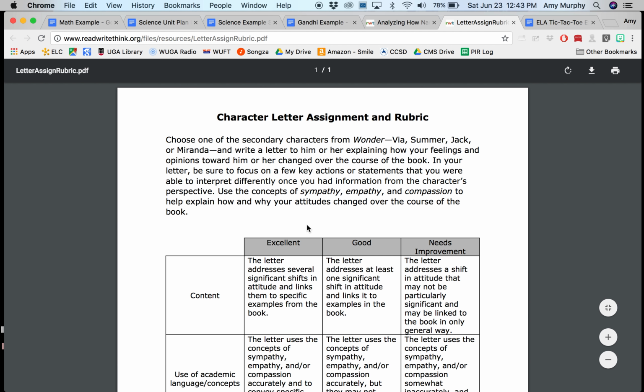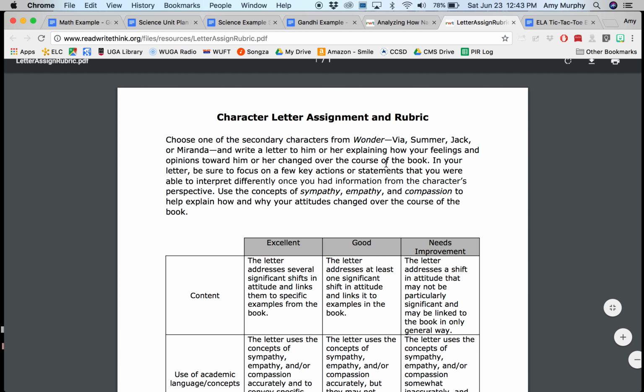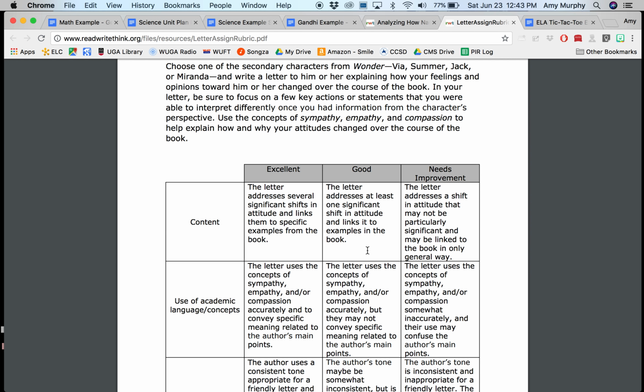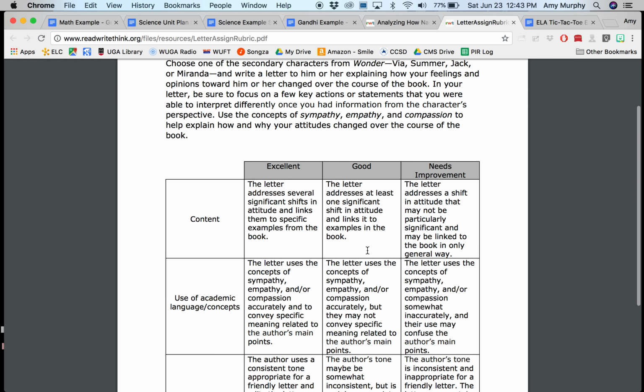Choose one of the secondary characters from the text and write a letter to him or her explaining how your feelings and opinions towards him or her changed over the course of the book. In your letter, be sure to focus on key actions and statements that you were able to interpret differently once you had information from their perspective. Make sure you use the concepts of sympathy, empathy, and compassion.